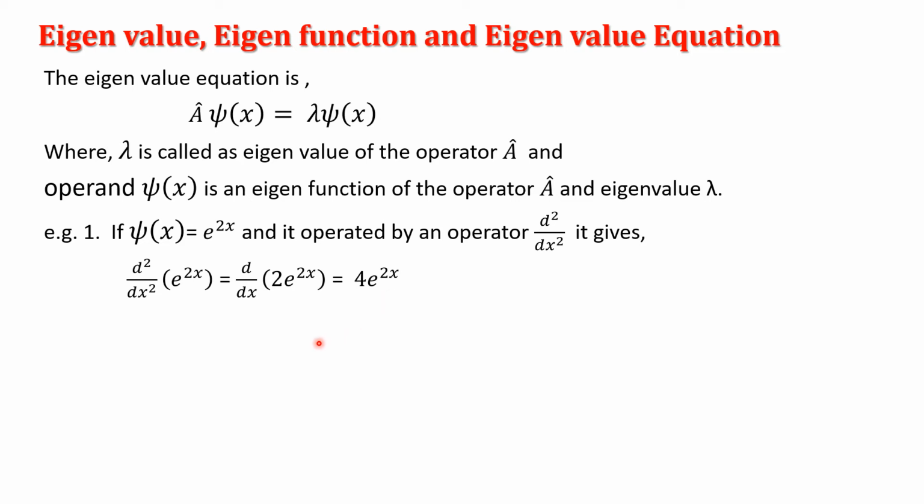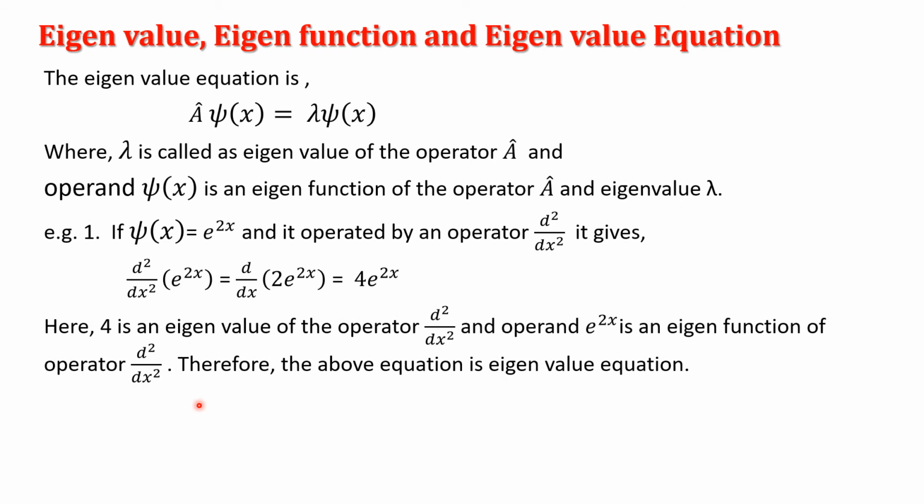That function is an eigenfunction of the given operator and eigenvalue 4. Hence the operator is d square by dx square. Exponential 2x is an eigenfunction of the operator, and the eigenvalue is 4, and it satisfies the same equation. Therefore, the given function, when operated on by d square by dx square, satisfies the eigenvalue equation.